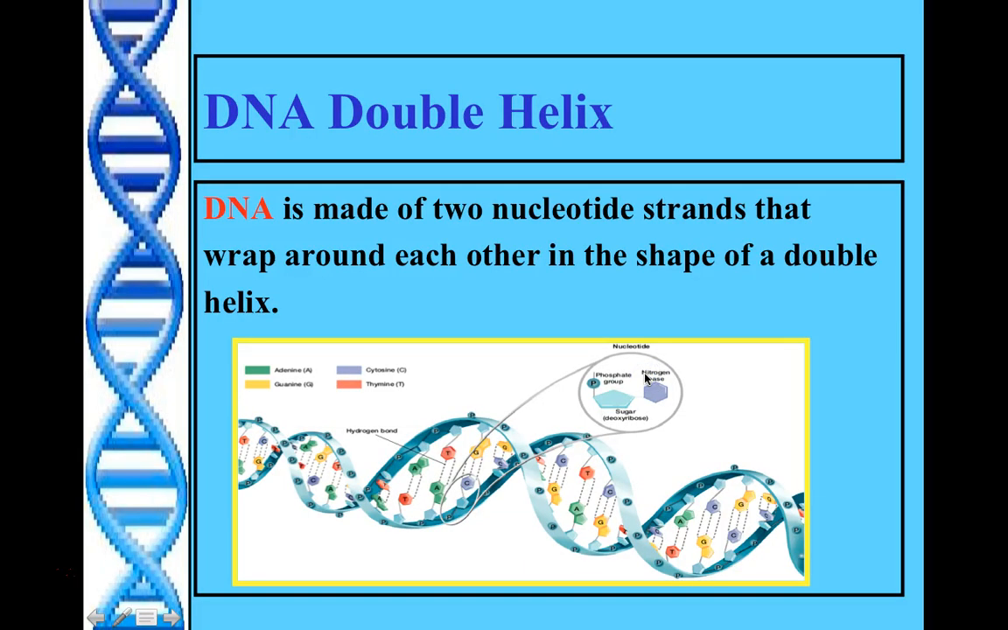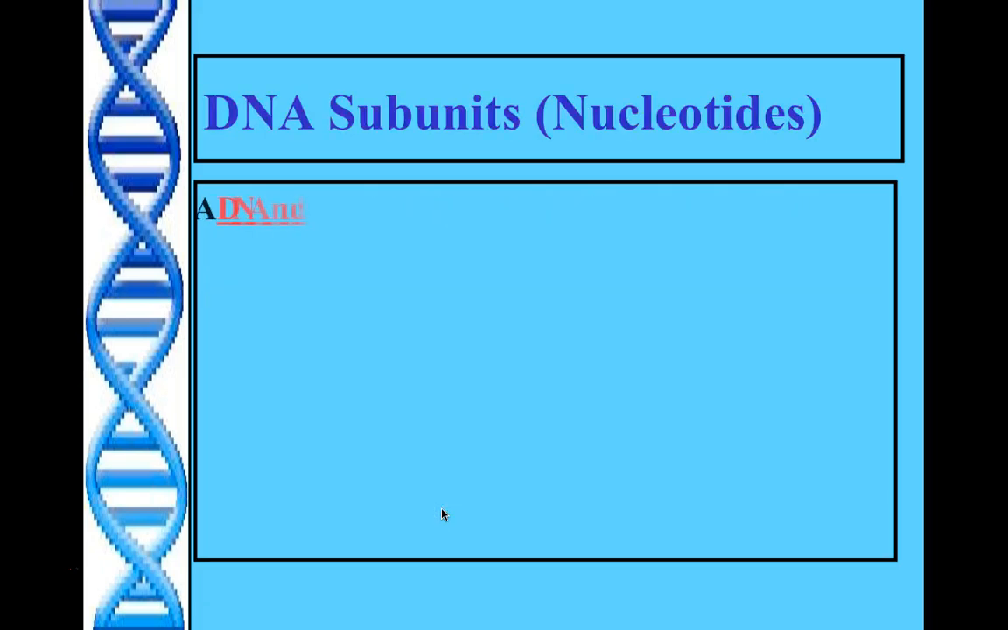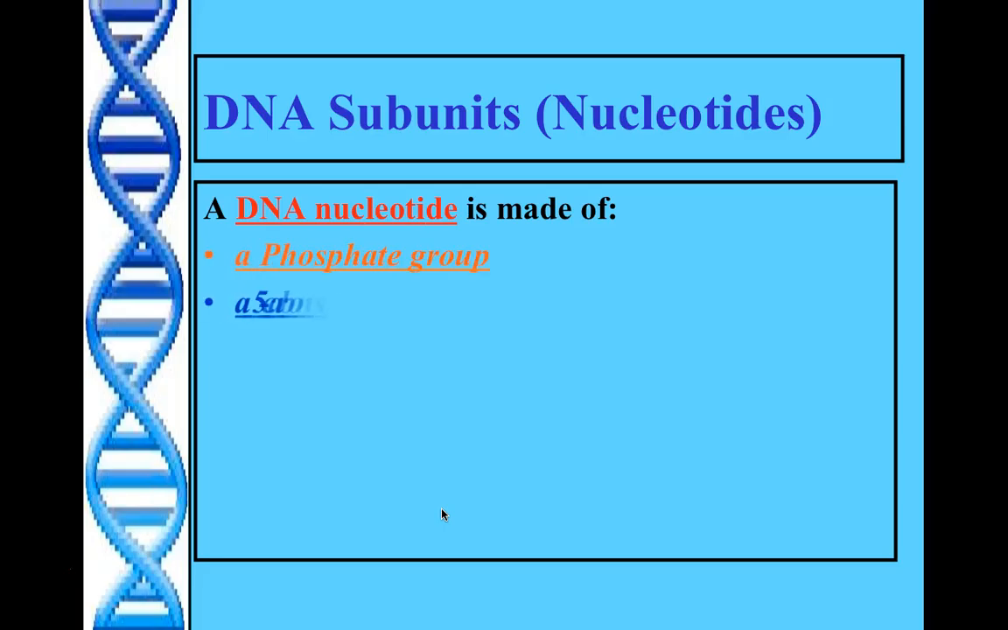So as stated previously, DNA is what we call a double helix. Double meaning that there are two major strands on the outside, and helix meaning that it's twisted. So when we talk about the structure of DNA, we're going to delve a little deeper into what we call the subunits or the nucleotides that make up this double helix. So here we have our nucleotides, and a nucleotide is made up of three major parts.